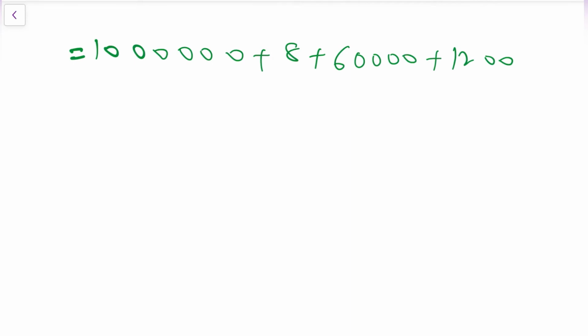So if we add 10 lakhs plus 8 plus 60,000 plus 1200, we will get the final answer as 10,61,208. Next, question number 3 in this bit only again, that is 998 whole power 3.